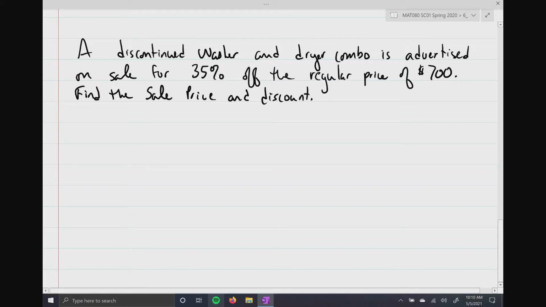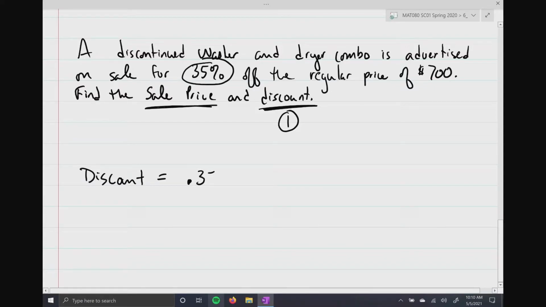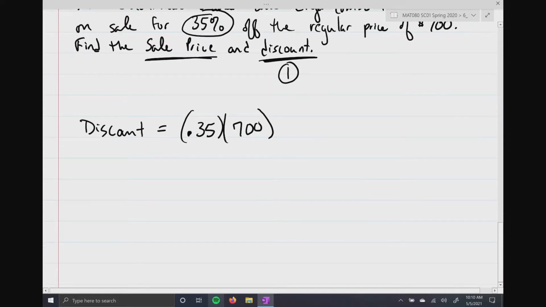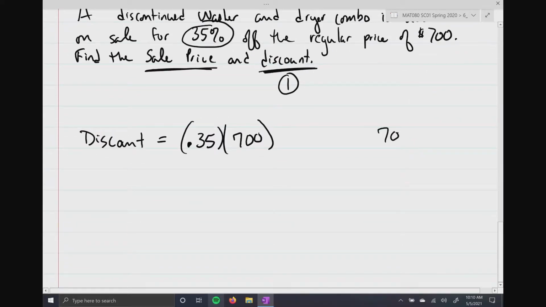Let's do this problem now. Remember, we want to find the sale price, and in order to do that, we have to find the discount first. So the discount is going to equal the discount rate, which they're telling us is 35% off. Remember, we need a decimal for that. And we have to multiply that times the original price, which is $700. This will tell me how much money off I'm going to get. So I'll come over to the right here, and I'm just going to multiply.